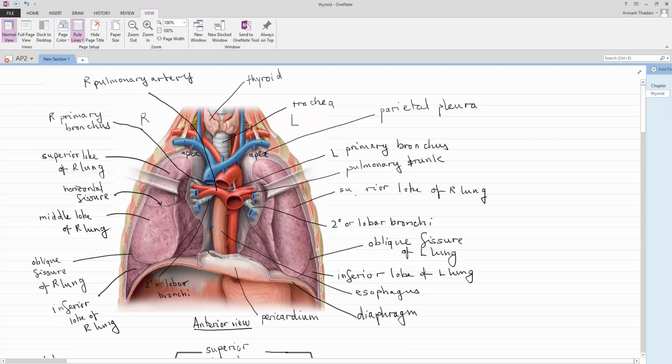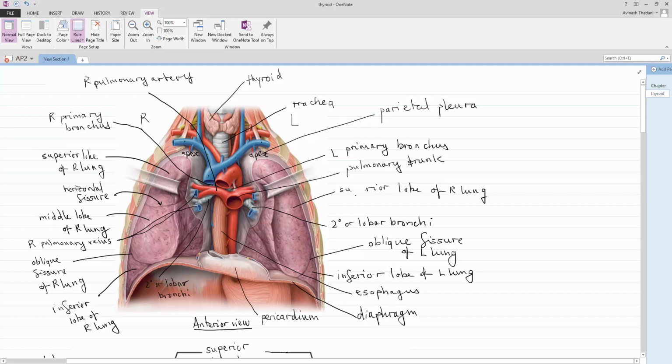So these are the right pulmonary veins. Where do I have space here to write it out? There we go. But anyways, those are the right pulmonary veins that bring blood back from the lungs into the left atrium.